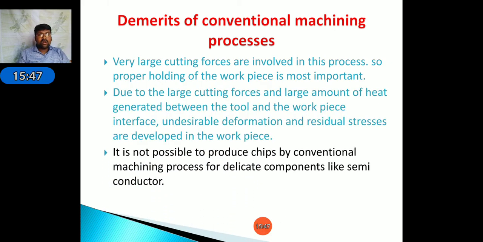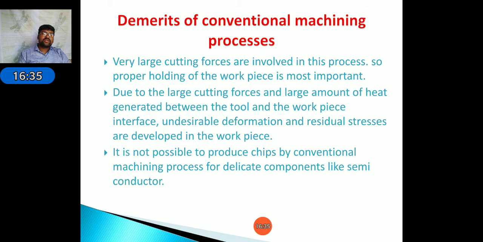Next, it is not possible to produce chips by conventional machining process for delicate components like semiconductor materials. If you use semiconductor materials, they cannot be machined by conventional machining. We cannot machine those components because they are very delicate. For that case, we use non-conventional machining. This is about the conventional machining process, its different types, characteristics and merits.